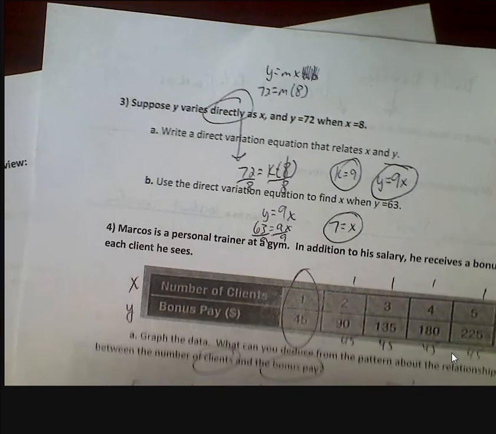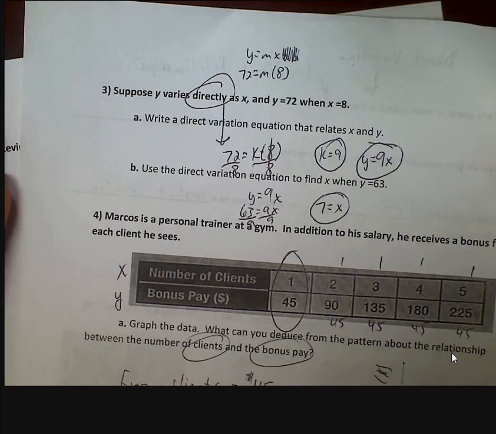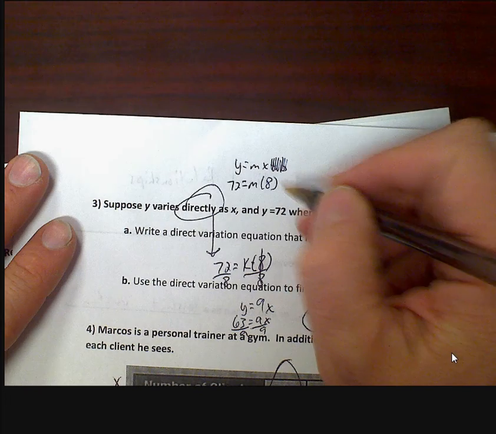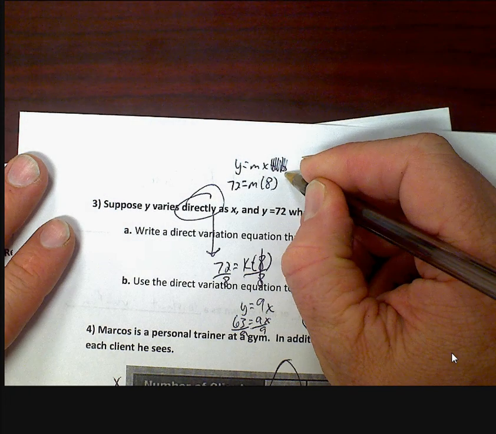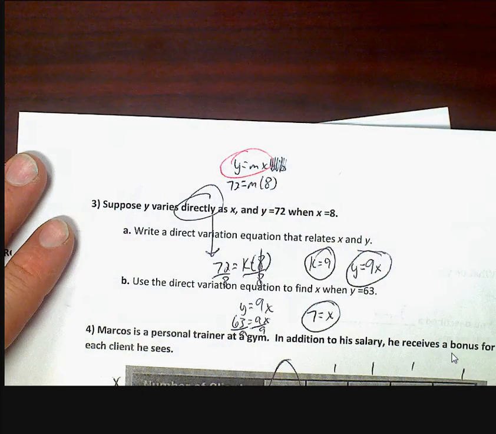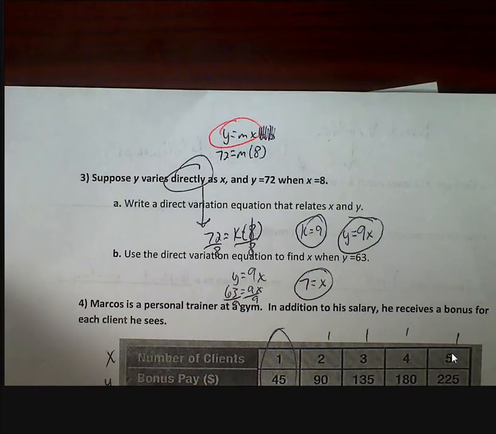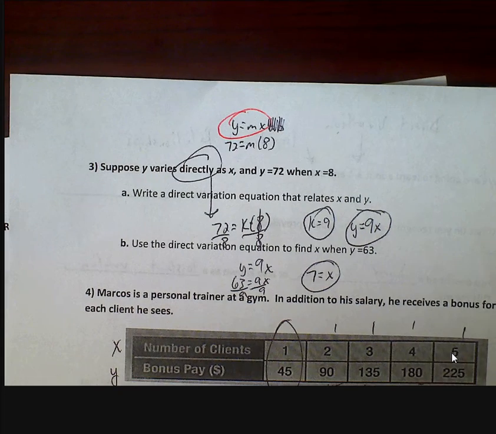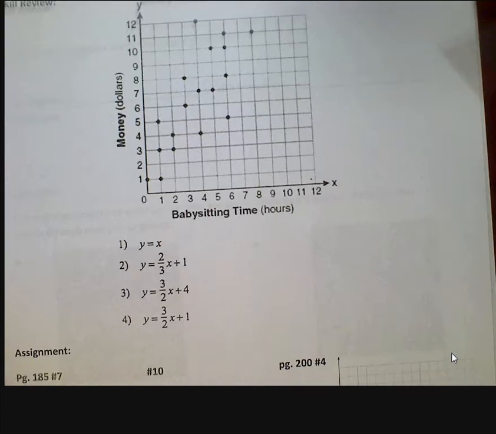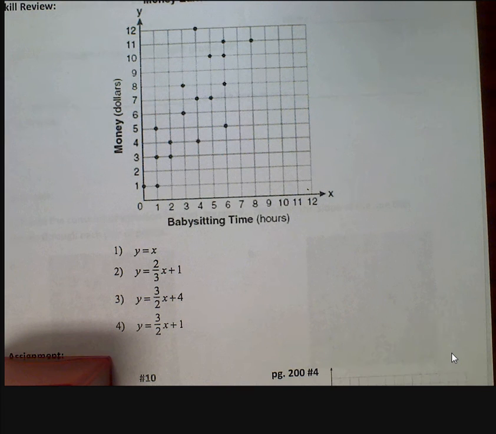Okay? So we did an example right here. It says, suppose y varies directly as x. So I know a direct variation means that my y-intercept is going to be 0. So I'm going to use the formula or equation y equals mx. Pause the video and see if that helps you based off of what they want us to do.